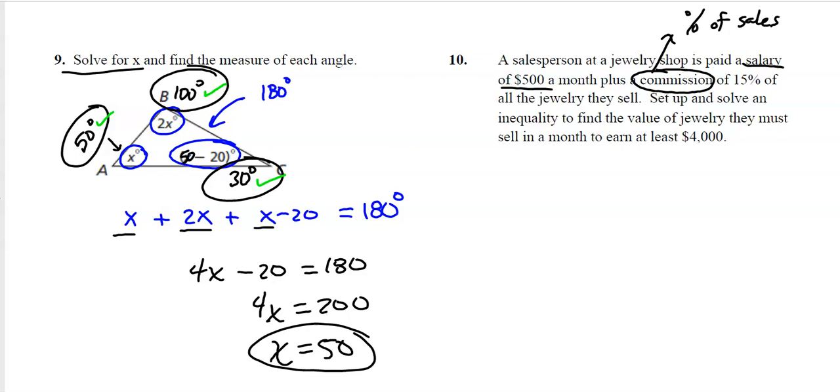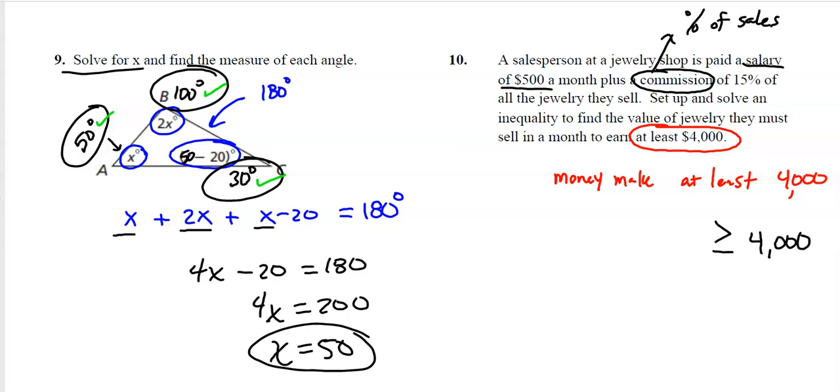Set up and solve an inequality to find the value of jewelry that they must sell in a month to earn at least $4,000. First of all, so this is how much money I make. So the money I make, I want to be at least 4 G's a month. Sounds like a lot of money, but $48,000 a year isn't a huge amount of money. So let's try to hustle to get this $4,000 a month. So I'm going to translate this. At least means I want to be greater than or equal to. I want the money I make to be bigger or equal to $4,000.